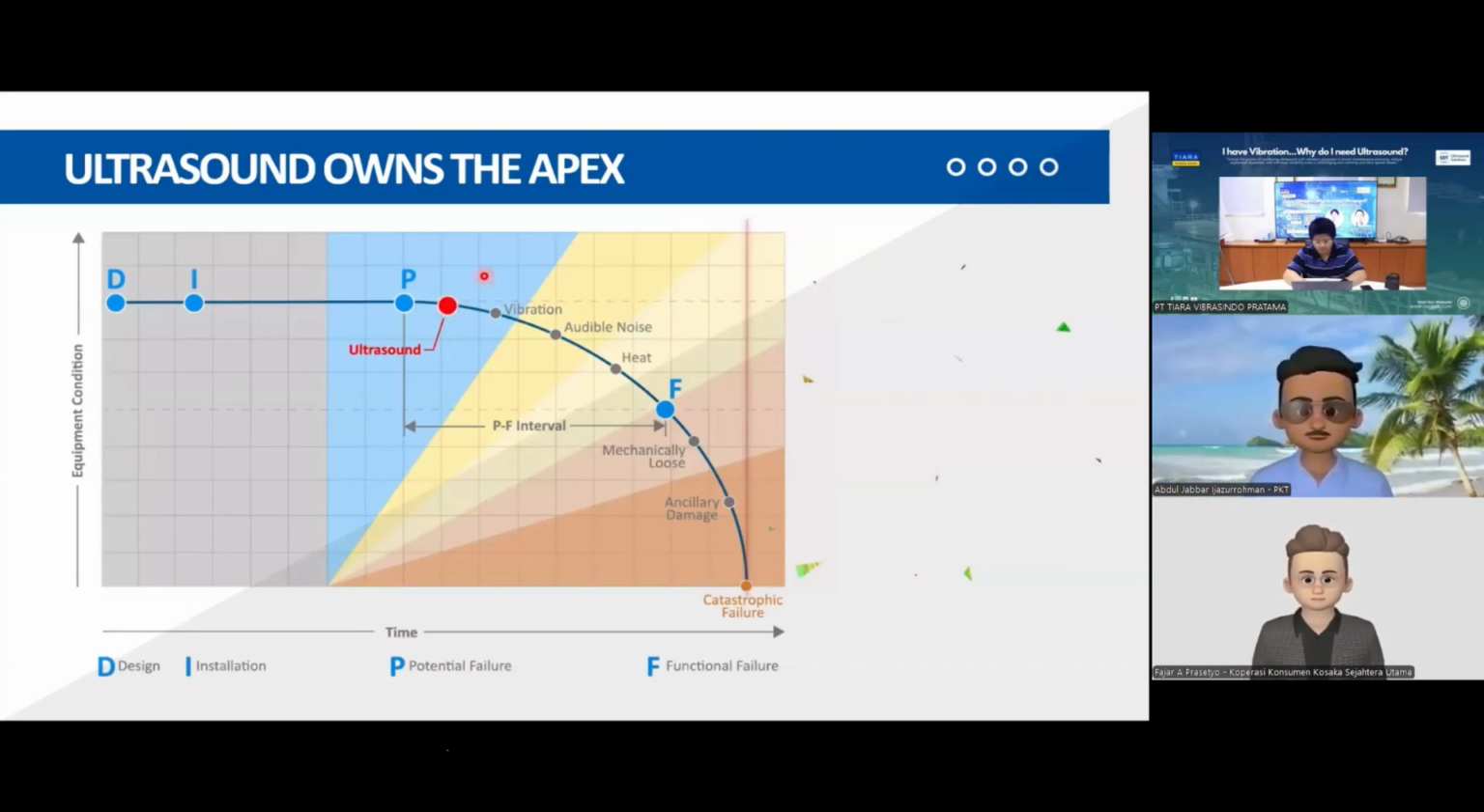Then when the bearing moves to the second or third state, it will generate vibration, audible noise, heat, and mechanical loss until it breaks down. This is what the PF curve tells you. How many technologies do you have now in your maintenance department? Almost all of you have vibration technology and a thermal camera. Some maintenance departments and manufacturers also have a sound detector.